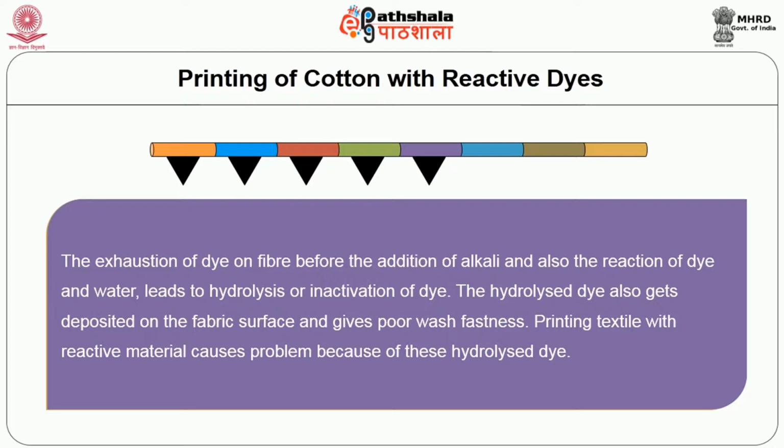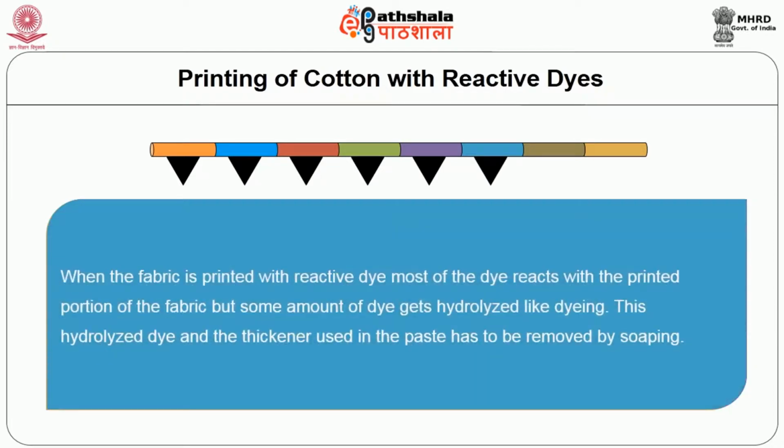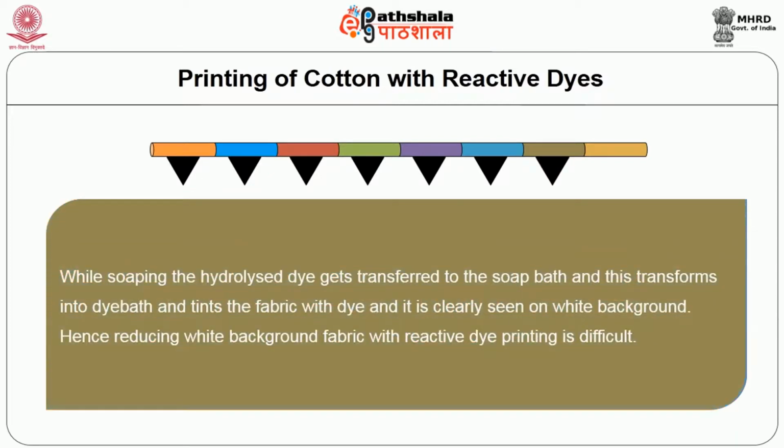Printing textile with reactive dye causes problems because of this hydrolyzed dye. When the fabric is printed with reactive dye, most of the dye reacts with the printed portion of the fabric, but some amount of dye gets hydrolyzed like in dyeing. This hydrolyzed dye and the thickener used in the paste have to be removed by soaping. While soaping, the hydrolyzed dye gets transferred to the soap bath, which turns into a dye bath and tints the fabric with dye, and it is clearly seen on a white background. Hence, keeping the white background clean with reactive dye printing is difficult.